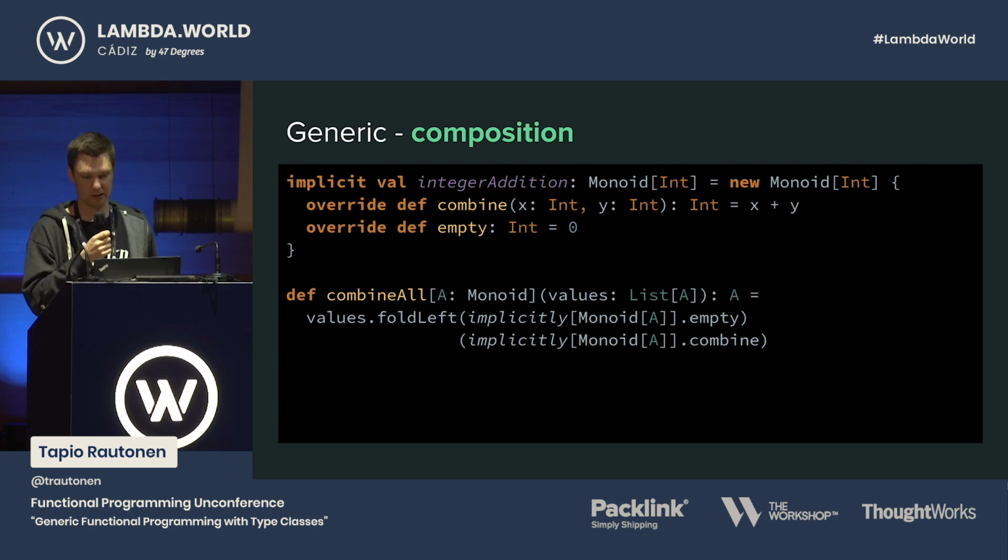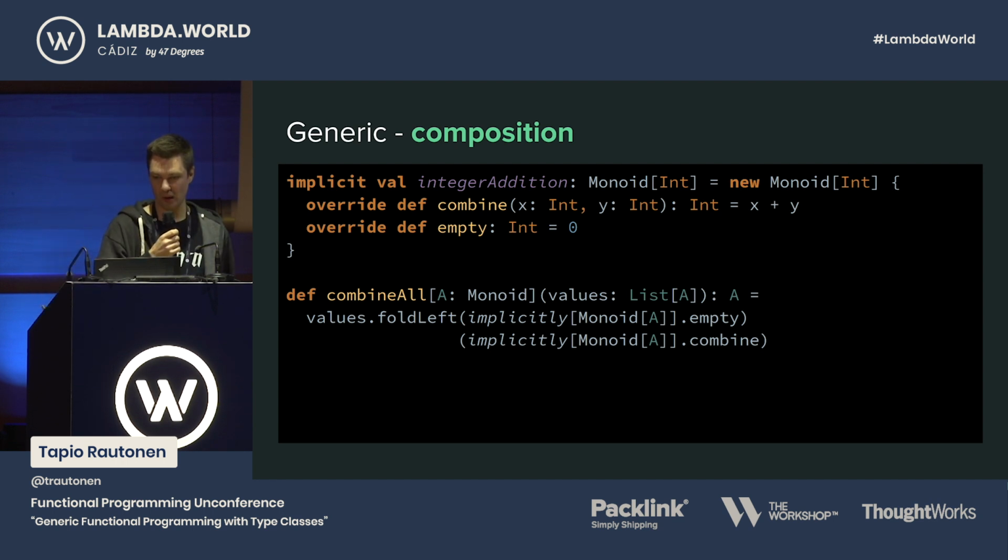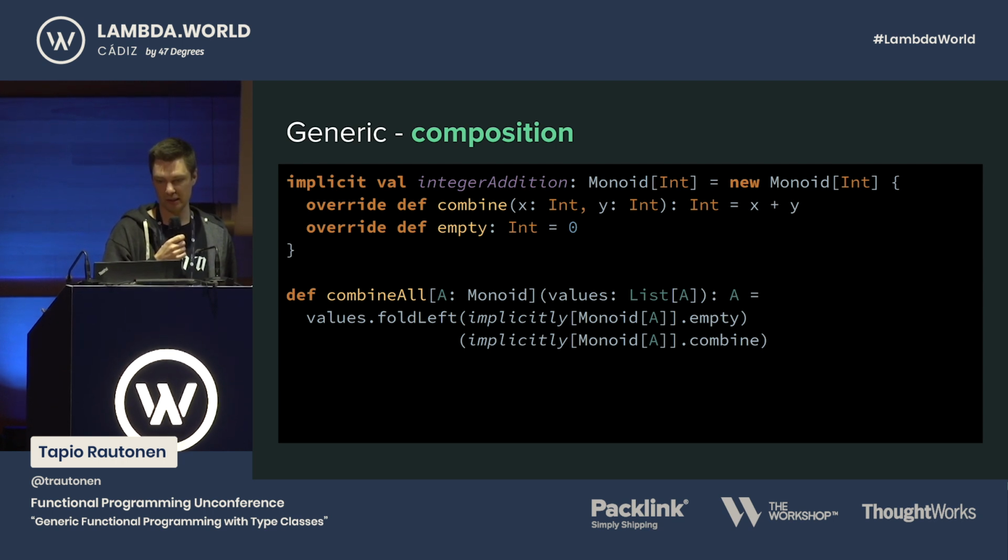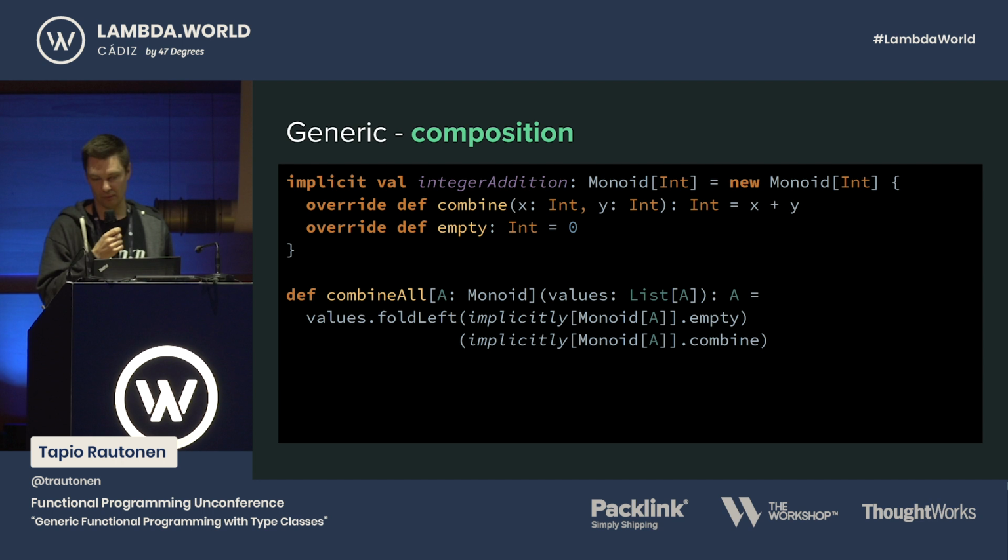So basically this just means what does it take to add one integer to another. So we combine them with just a simple plus operator and then empty is 0. And then we can use that to create a combine all function that combines all values from a list, and the type is A, and we define a constraint that this A must define the monoid type class.